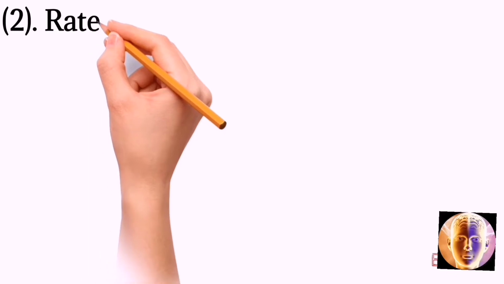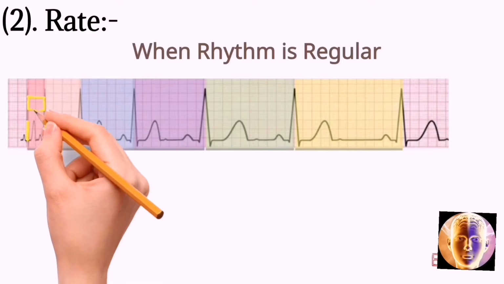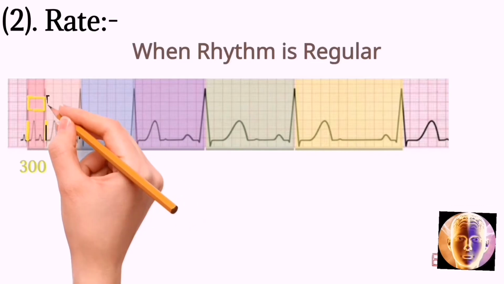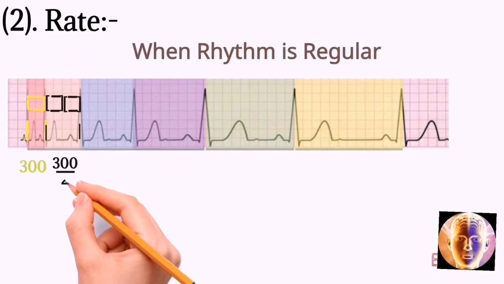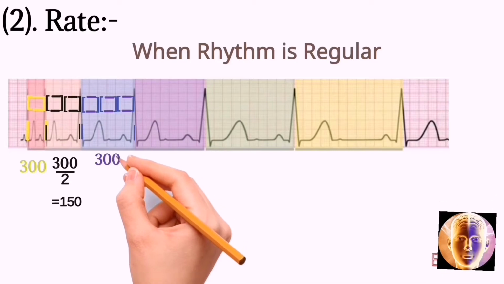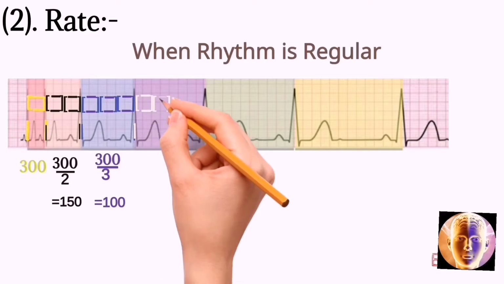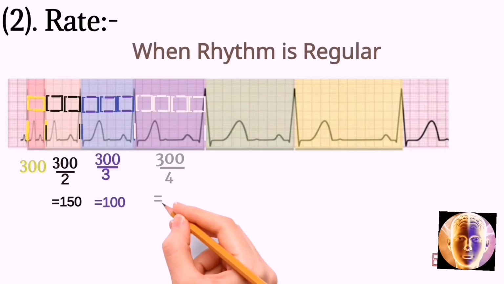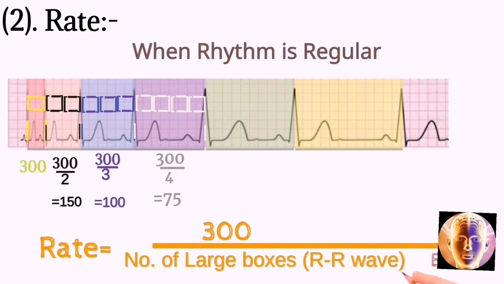Second step is rate. When the rhythm is regular, in this ECG strip, when two R waves are a single large box apart, then the rate will be 300. If two R waves are two large boxes apart, then the rate will be 300 divided by 2, 150 beats per minute. If R waves are three large boxes apart, then 300 divided by 3, which is equal to 100 beats per minute. If R waves are four large boxes apart, then 300 divided by 4, which is 75 beats per minute. So the formula is 300 divided by the number of large boxes between RR waves.